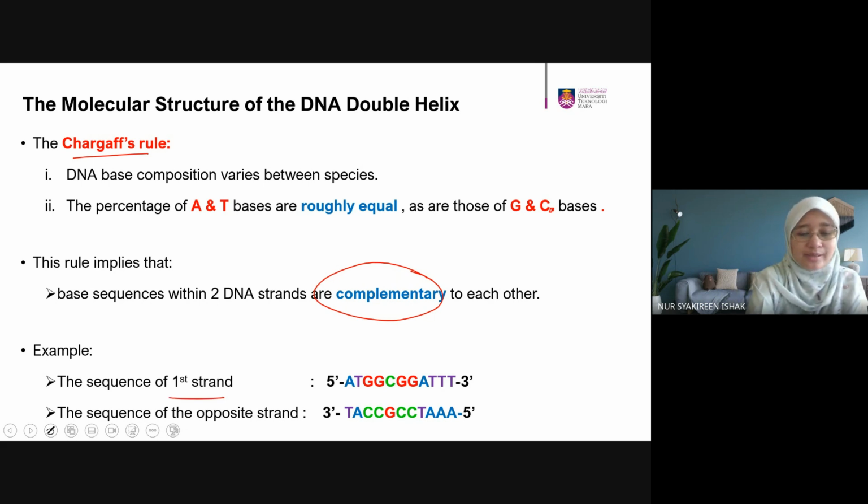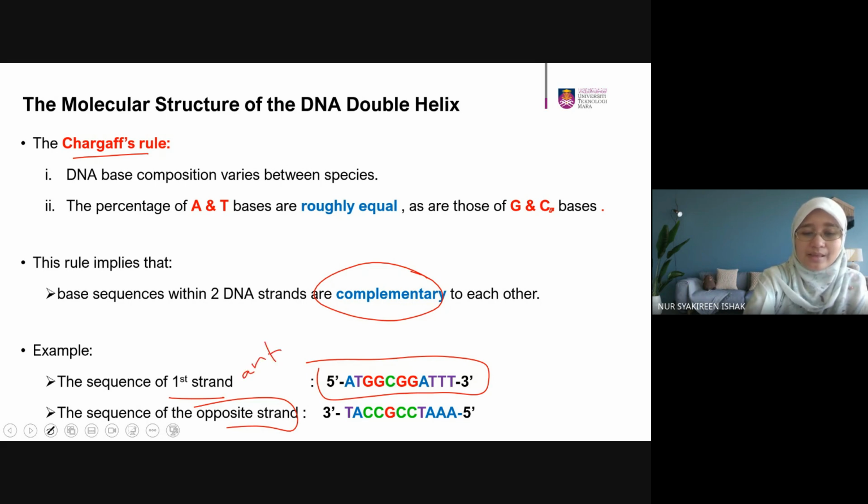So the first strand, for example, this is the sequence. The second strand runs in the opposite direction, anti-parallel tadi, kan? Anti-parallel. So 5' has to pair with 3', A with T, and so on. Between the bases, there will be hydrogen bonds. Adenine and thymine have 2 hydrogen bonds, guanine and cytosine have 3 hydrogen bonds. The pairing of the bases here, we call it complementary.